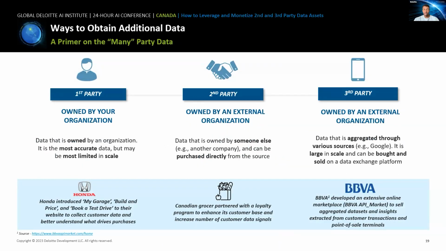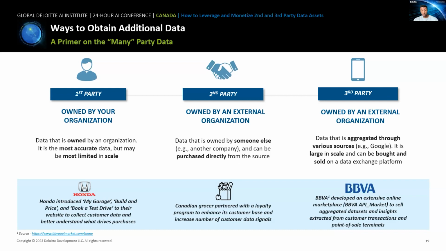But first, let's take a quick step back. Let's have that Webster moment to align our understanding of what I like to call the many party data, and give you ways and examples to distinguish among all of them. First party data is, of course, the data that you collect directly from your customer. A good example is that app or platform or website called My Garage. It's a very clever way of capturing that first party data.